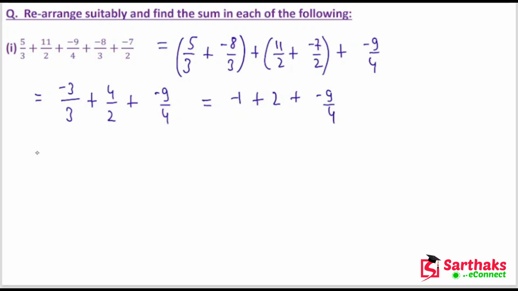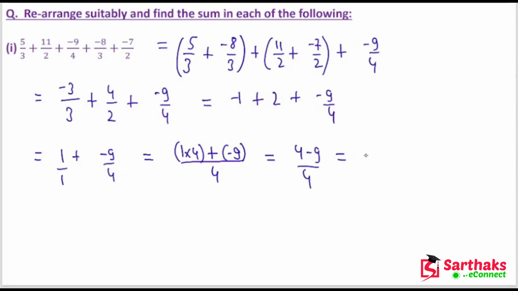So again simplifying, we will get 2 minus 1 is equals to 1, and we will have minus 9 upon 4. Now taking the LCM, because if there is nothing, there is 1, LCM would be 4. So 1 into 4 equals to 4. So here also 1 into 4. And since there we have already 4, so we can write minus 9 directly. And we will get 4 minus 9 upon 4, which is equals to minus 5 upon 4. So we were able to solve this very easily because we have used the property of associativity.